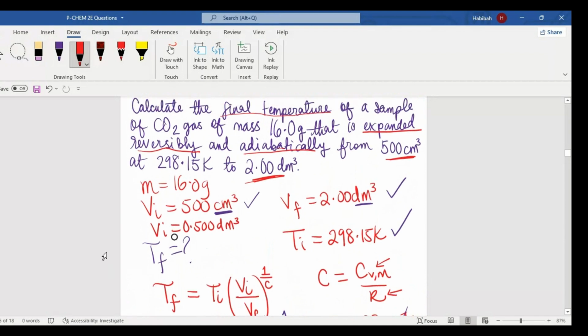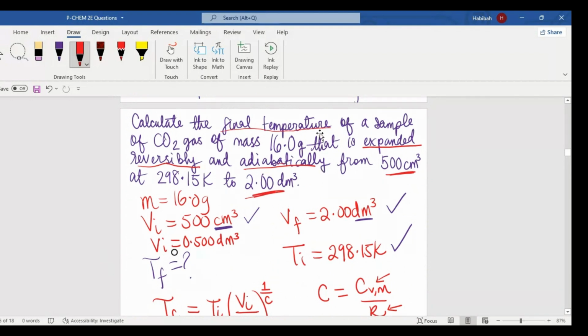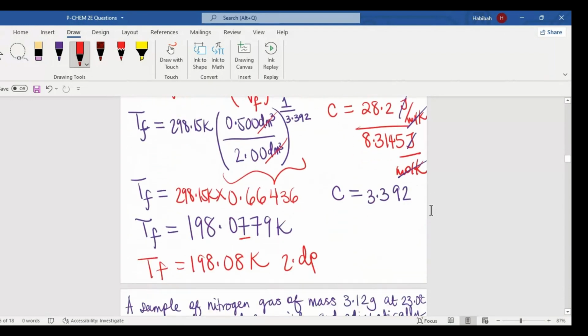Now, it is also possible for you to write this in 3 sig figs, because the lowest number of significant figures in this question, as we can see, 2.00, 0.500 as well as 16.0 are all in 3 sig figs. Maybe your professor or your teacher, whoever is marking your work, wants you to write in 3 sig figs. So if you have to write it in 3 sig figs, what you end up with is just 198 kelvins. And that's going to also be the answer for T final in 3 sig figs.